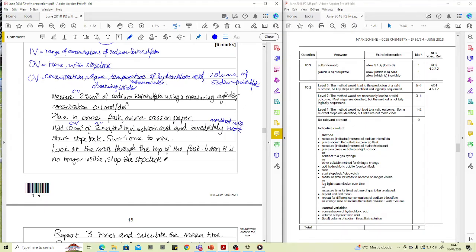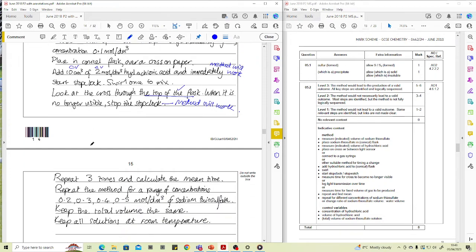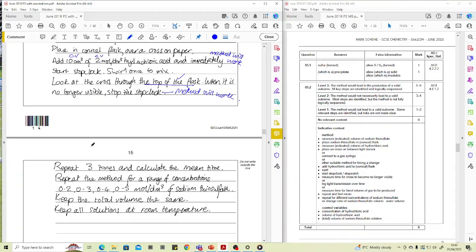If you stop it when the cross is invisible, and you're looking through the top of the flask every time, that's good. So swirl once to mix. If you keep on swirling it, you could have insufficient swirling or too much swirling, so that could affect the rate of reaction as well, because you'd possibly affect the collisions. Repeat 3 times and calculate the mean time. Okay, so that gives precise results, but it's not particularly valid results, it's different.